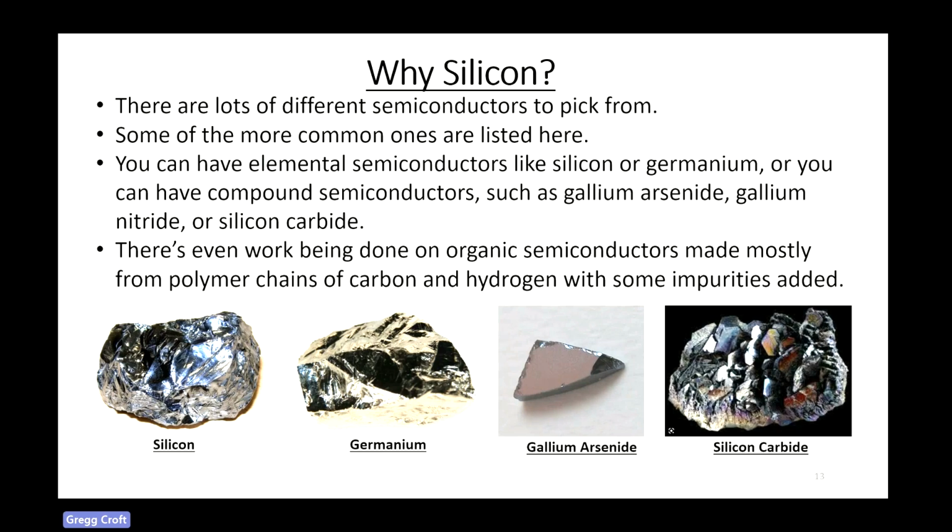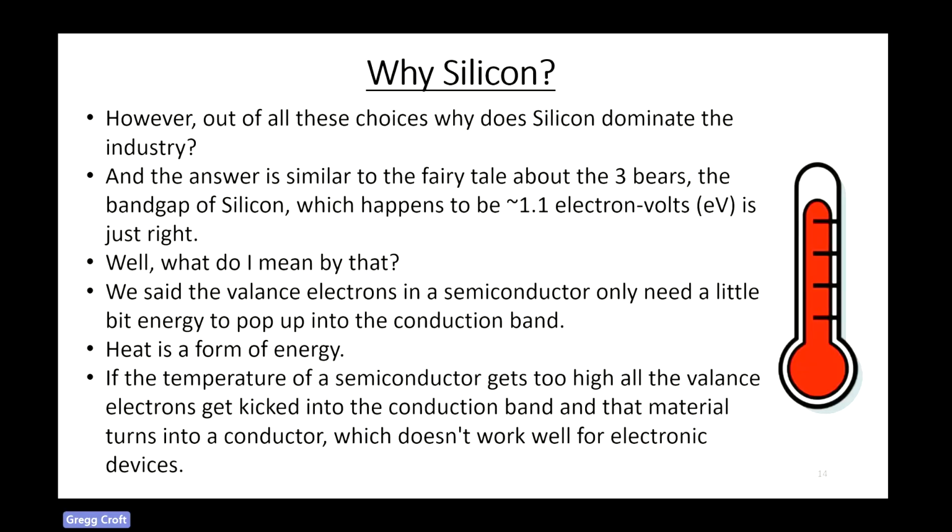nitride, and silicon carbide. I hear there's even some work being done on organic semiconductors that are made mostly of polymer chains of carbon and hydrogen with some impurities added. I haven't heard a whole lot about those. Apparently they don't work all that great, but they're really inexpensive, so that might be something that's coming in the future. Of all these choices, why does silicon dominate the industry? All the other semiconductors are in use, but by far silicon has dominated this industry for, I don't know, 5 decades or so, maybe even longer.